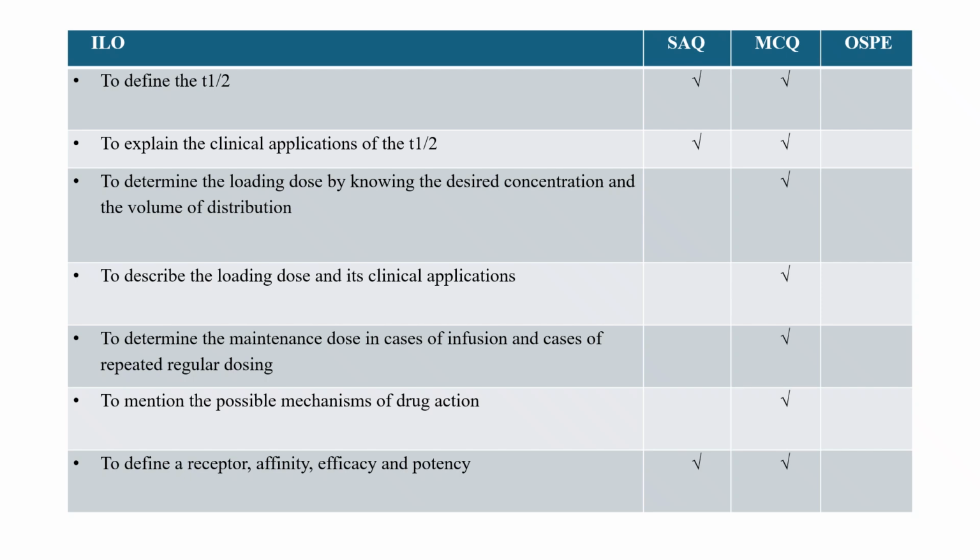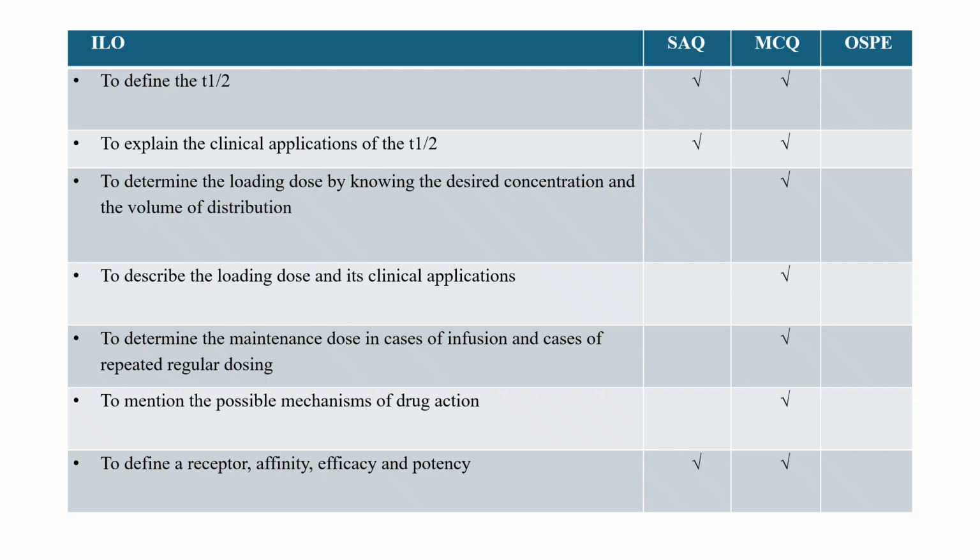To determine the maintenance dose in case of infusion and in cases of repeated regular dosing, you don't need to memorize the equations. You just need to know which factors are important. Like, if I'm calculating the maintenance dose, I know that the maintenance dose depends on the steady state concentration and depends on the clearance. So these are two important factors that govern the maintenance dose.